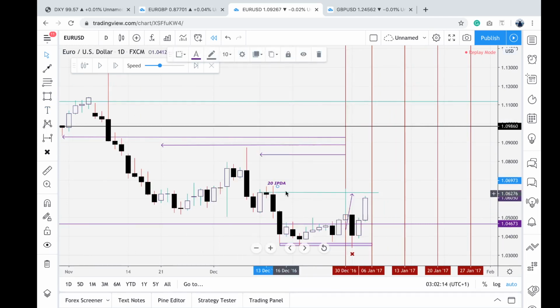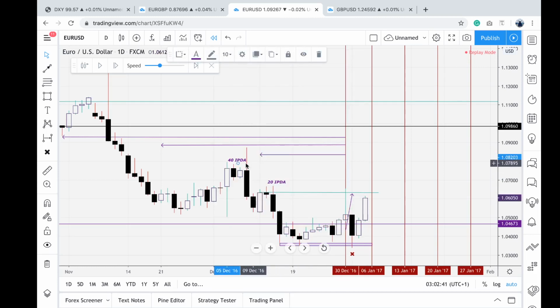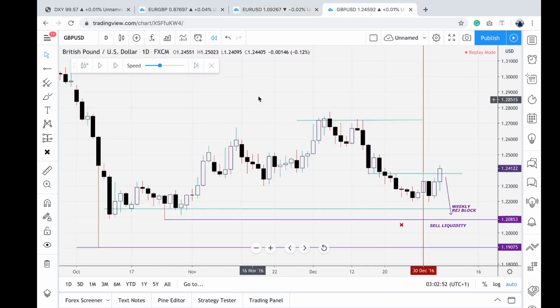That is why I want to see price get to that target. Because remember, the hedge funds trade or trail their stops based off 20-day IPDA ranges, meaning IPDA lows or IPDA highs. Okay, these are 20-day IPDA high, and this is a 40-day IPDA high. So once we break through this level, then I'll be looking for this level as next upside target in price. All right, so our target is almost met on euro dollar, and we go to British pound.